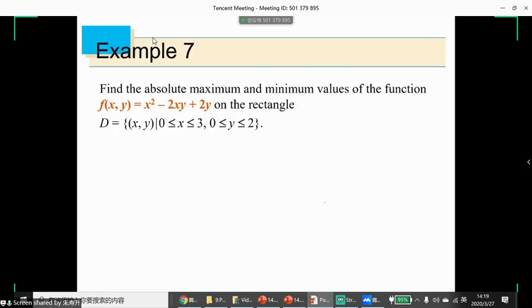Okay. Here is an example. Find the absolute maximum and minimum values of the function on this rectangle. Please use the 3 steps to find the results. You still remember the 3 steps? Yes, sir. Okay, please do it with the 3 steps.